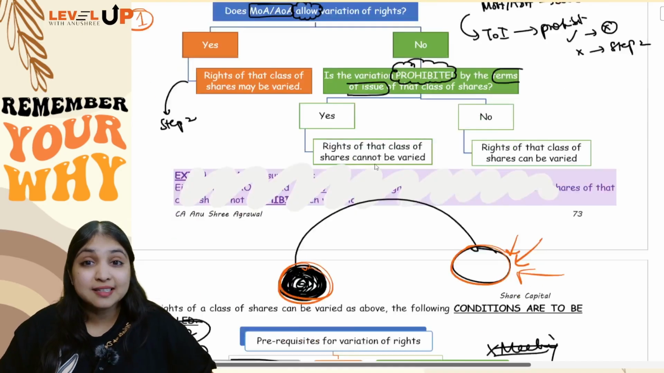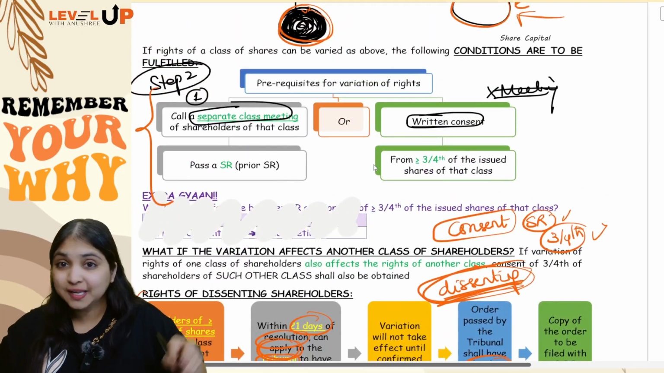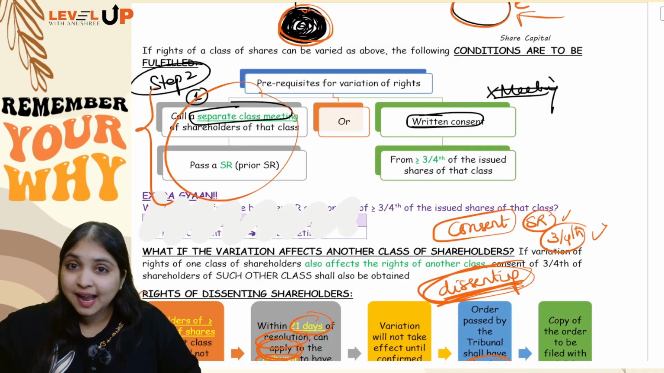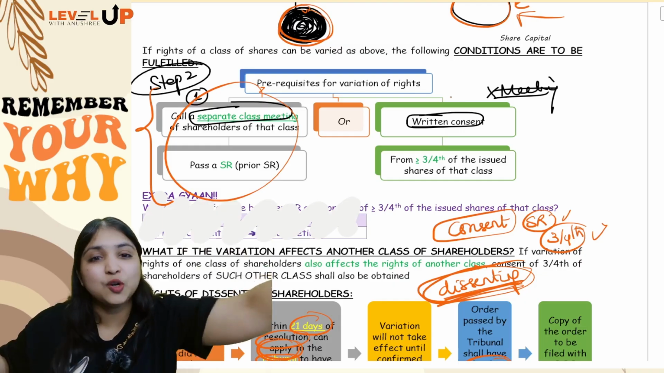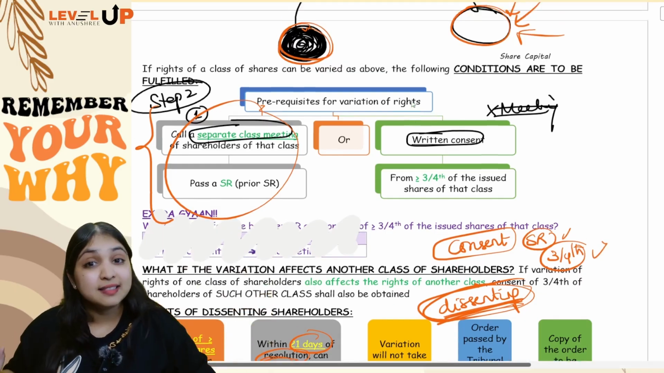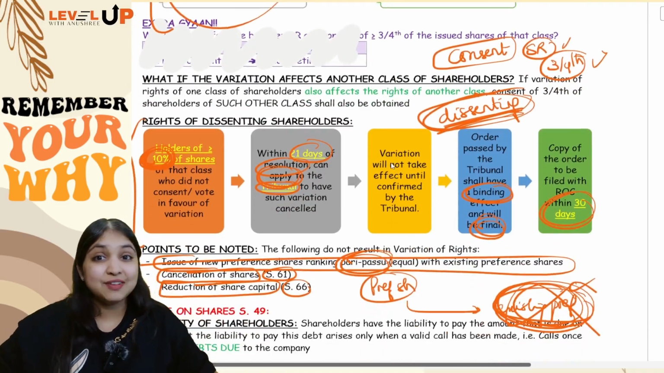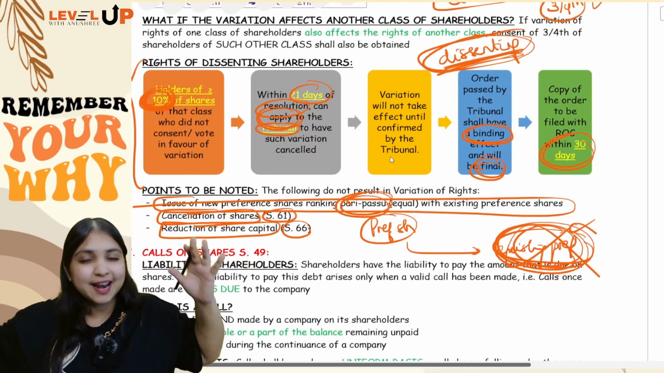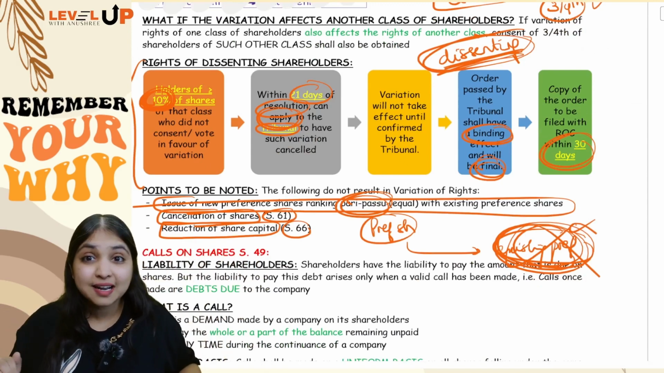Welcome to step 2. In step 2, we will ask permission from the shareholders of that particular class whose rights we want to vary. We have two options: either call a meeting and ask them to pass an SR, or no, don't come for the meeting, stay where you are, stay at home, just send written consent. Then we learned that because of this variation, if another class will also get affected, then we need the consent of that other class also. And lastly, we learned about dissenting shareholders. Dissenting shareholders alone, will you answer correctly once again?